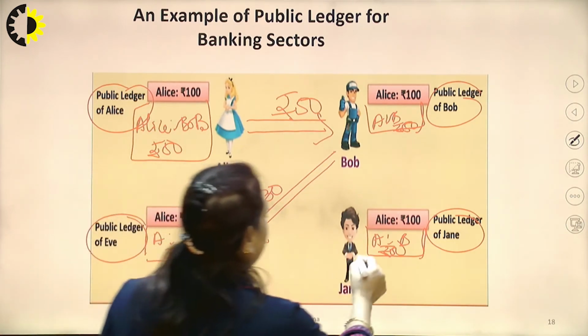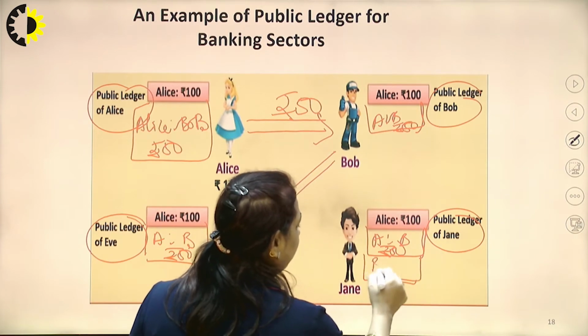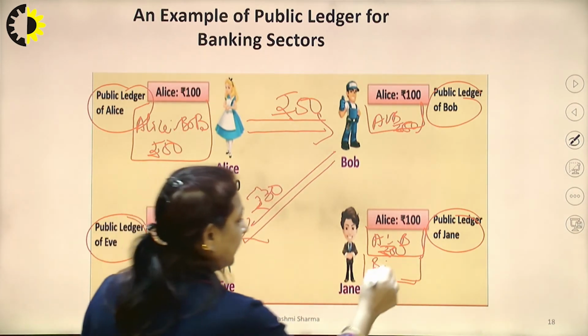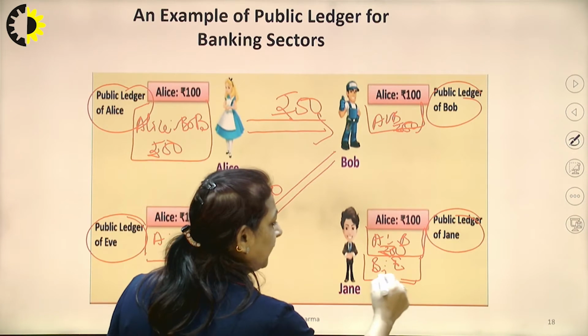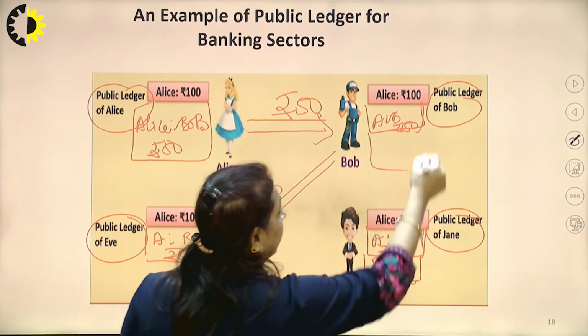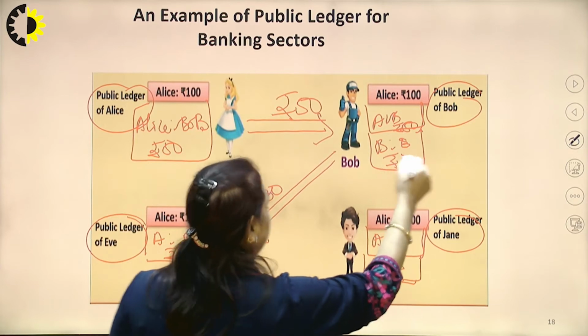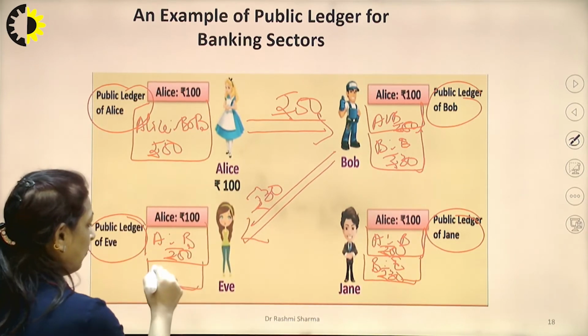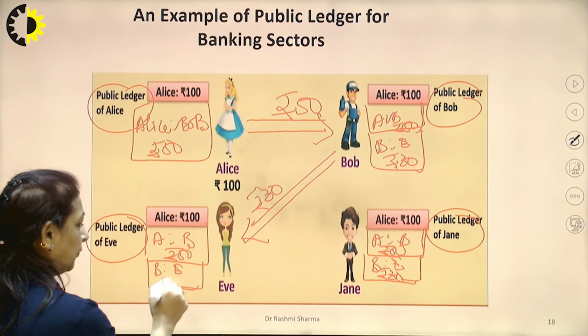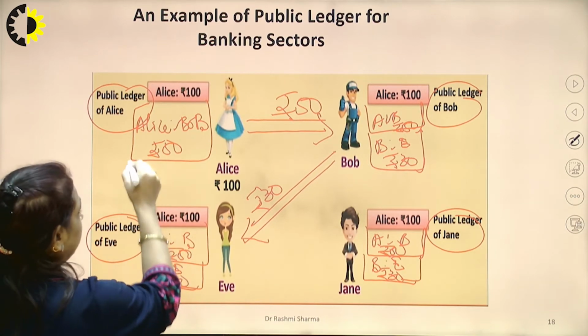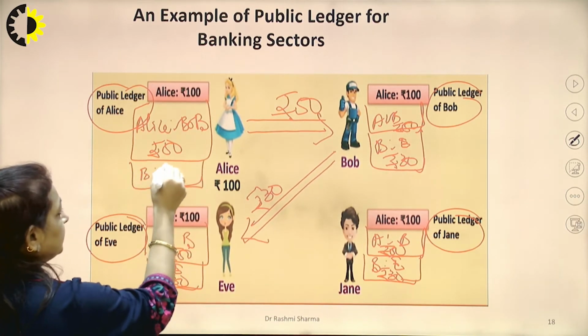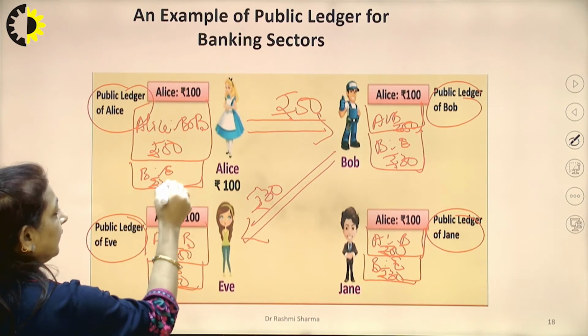So now a line would be added. I'm again writing in short form: Bob sends to Eve rupees 30, in each of the ledgers.